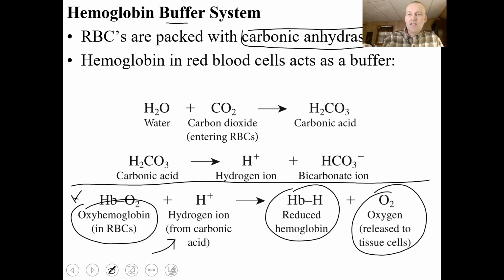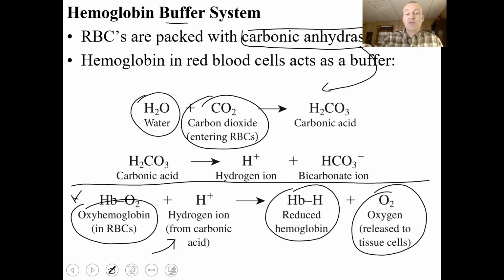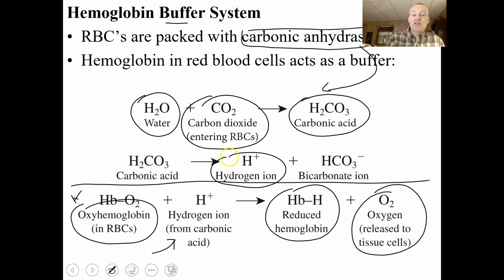In addition, blood cells have lots and lots of this carbonic anhydrase inside the intracellular fluids, the cytosol. What a carbonic anhydrase can do is take water and carbon dioxide that's entering into the red blood cell and form carbonic acid, but it also can take that carbonic acid and form hydrogen ions and bicarbonate ions, and thus help to establish a balance within the bloodstream.